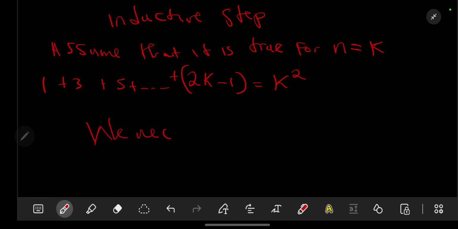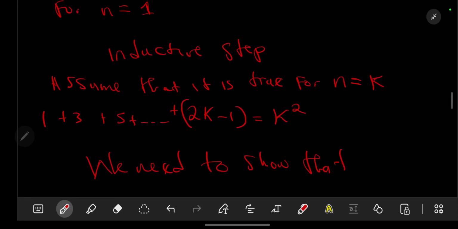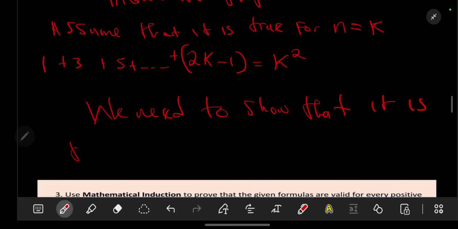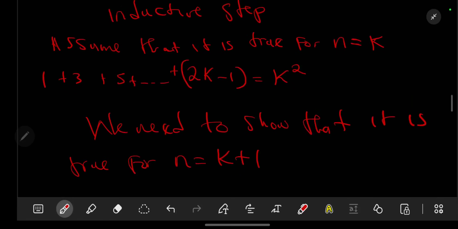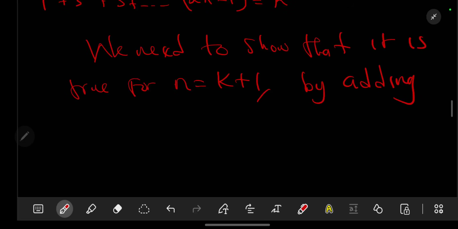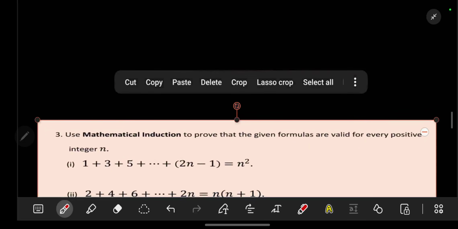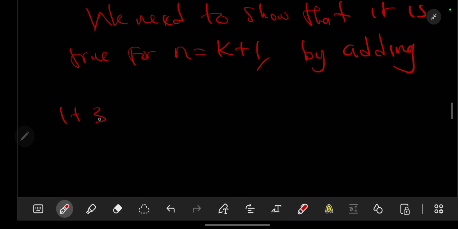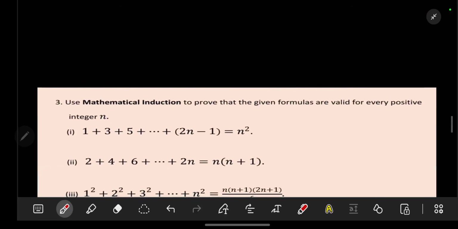The next step is that we need to show that it is true for n equal to k plus 1. For this one, you don't replace; you do it by adding. So how do you add this? n is equal to k plus 1. You are going to get your value, which is 1 plus 3 plus 5 plus dots. Then you have your 2.